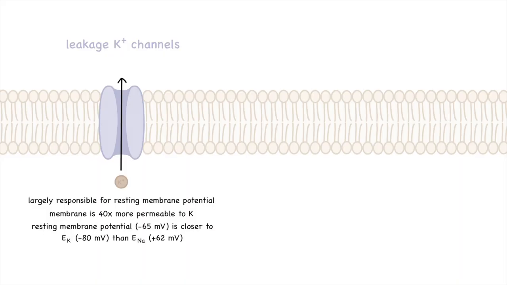This explains why the resting membrane potential, which is about -65 millivolts, is much closer to the equilibrium potential for potassium than for sodium. If the membrane were only permeable to potassium, then the resting membrane potential would equal -80 millivolts, and if the membrane were only permeable to sodium, then the resting membrane potential would equal +62 millivolts.